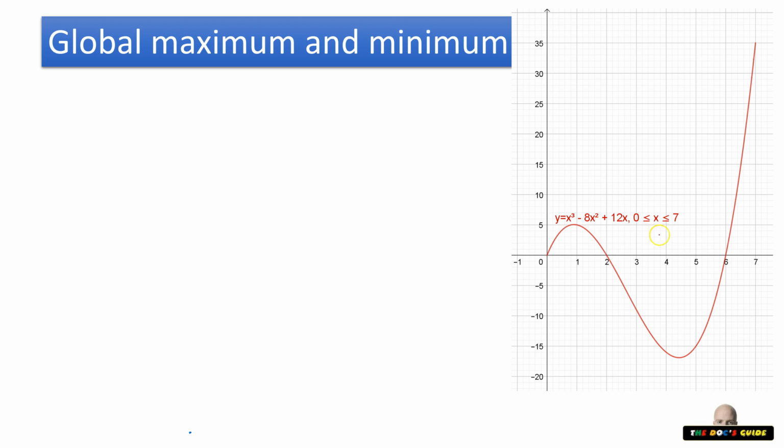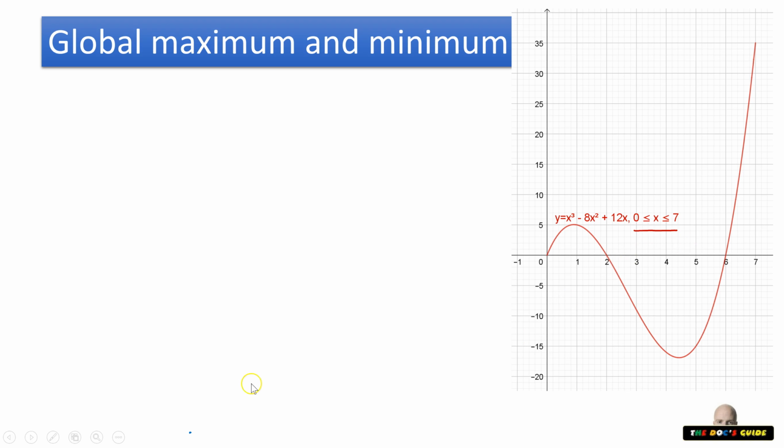What we have on the right here is a graph of a cubic function, which we can see has a maximum and a minimum, but we've restricted it to a certain domain, which is 0 less than or equal to x less than or equal to 7. So the graph doesn't exist, as far as we're concerned, outside this domain.